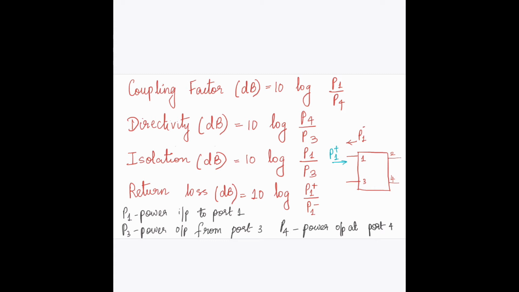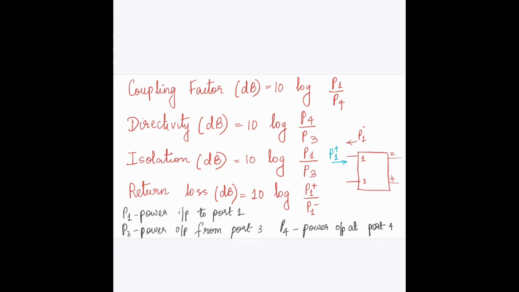Also there is a parameter known as isolation. It is a measure of how well the ports are isolated. It is the ratio of power fed to port 1 and output from port 3. And return loss is the ratio of incident power to reflected power. If you consider port 1, the incident power is P1 plus and the reflected power is P1 minus, so it can be written as 10 log of P1 plus by P1 minus.